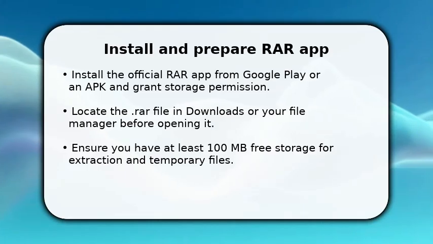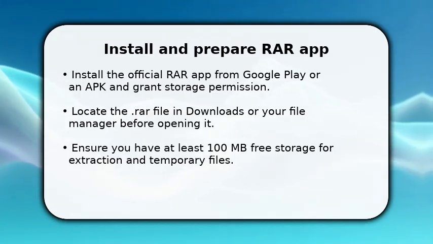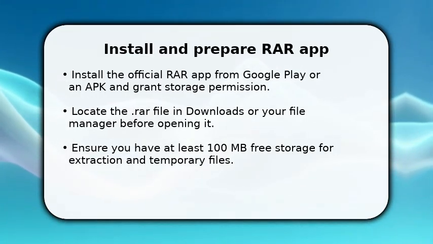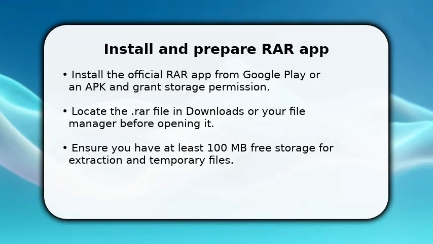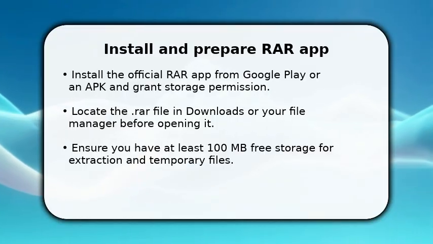Install the RAR app from Google Play or sideload the official APK, then open it and grant storage permission so the app can read and write files. Use your phone file manager to locate the RAR file in Downloads or a Cloud Sync folder. Tap the archive to preview its contents.